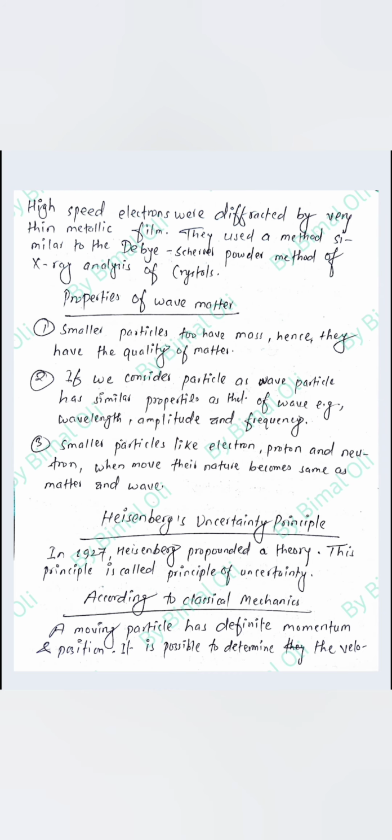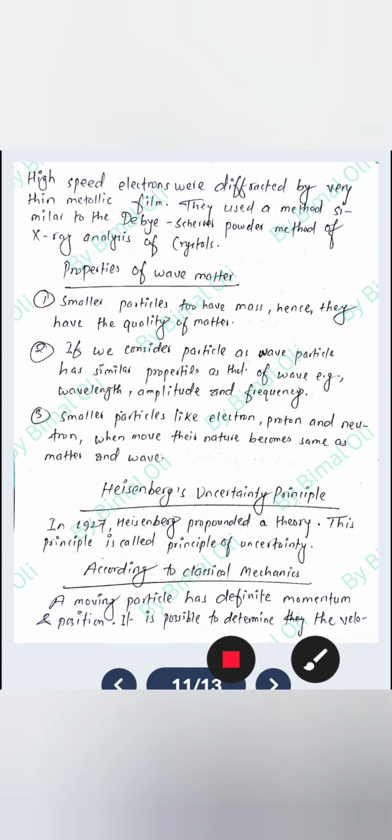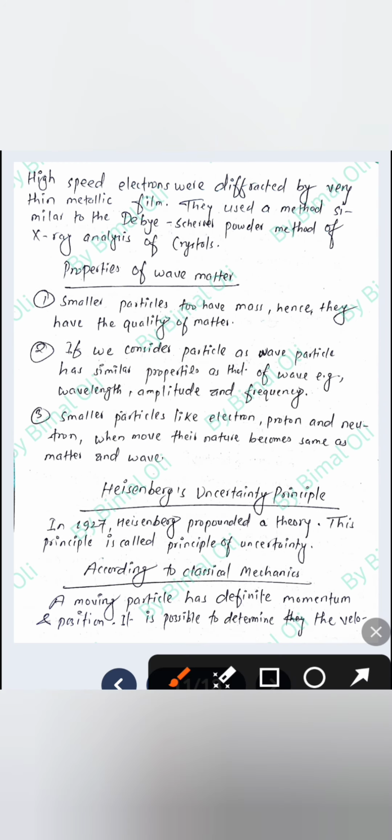Today I am here to explain about the Heisenberg uncertainty principle. In 1927, Heisenberg propounded a theory. This principle is called the principle of uncertainty. A theory propounded by Heisenberg is called the principle of uncertainty.